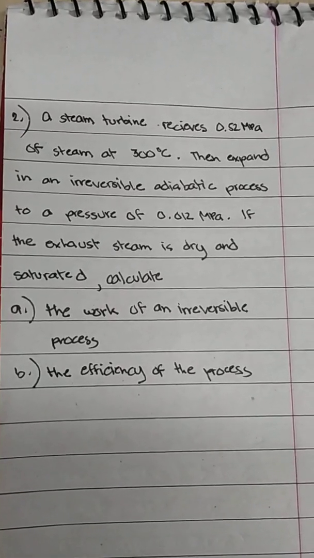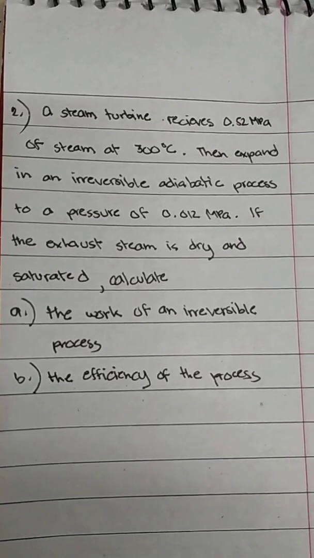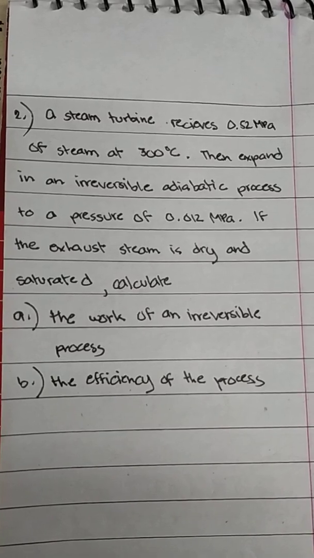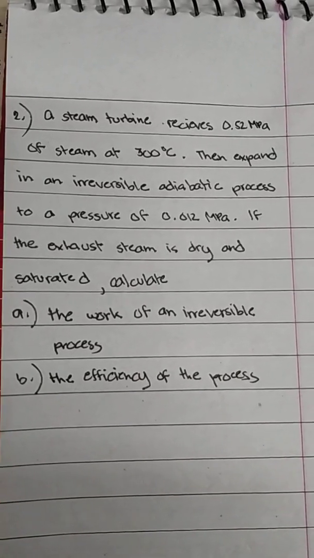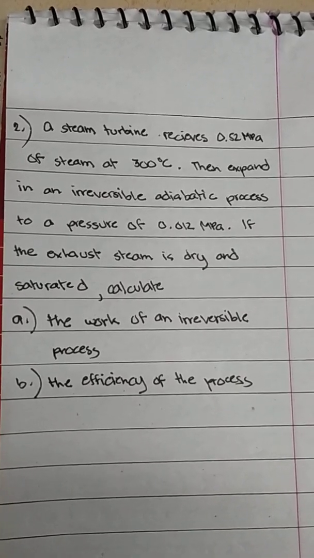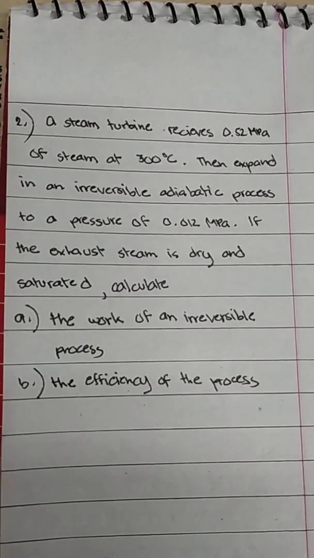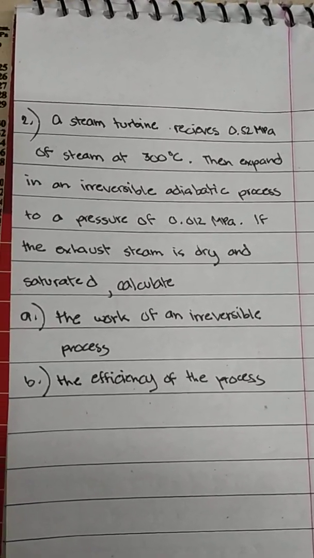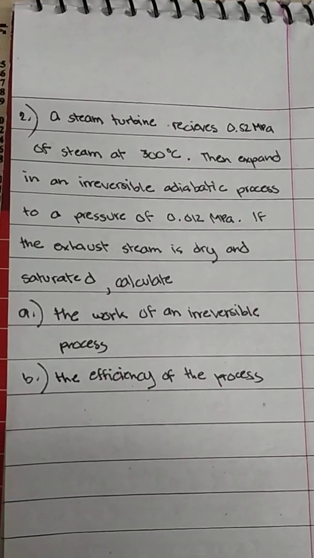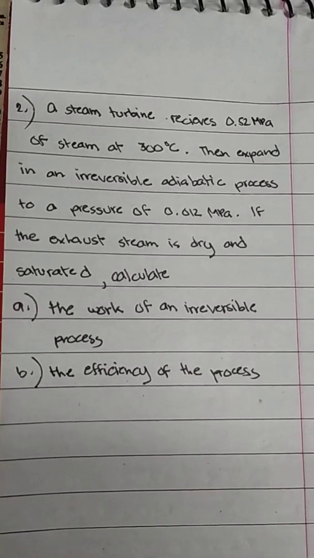So for our next example, for a reversible adiabatic process, a steam turbine receives 0.52 megapascal of steam at 300 degrees Celsius, then expands in an irreversible adiabatic process to a pressure of 0.012 MPa. If the exhaust steam is dry and saturated, calculate the work of an irreversible process, the efficiency of the process. So the first thing you will do is to identify its PV and TS diagram.